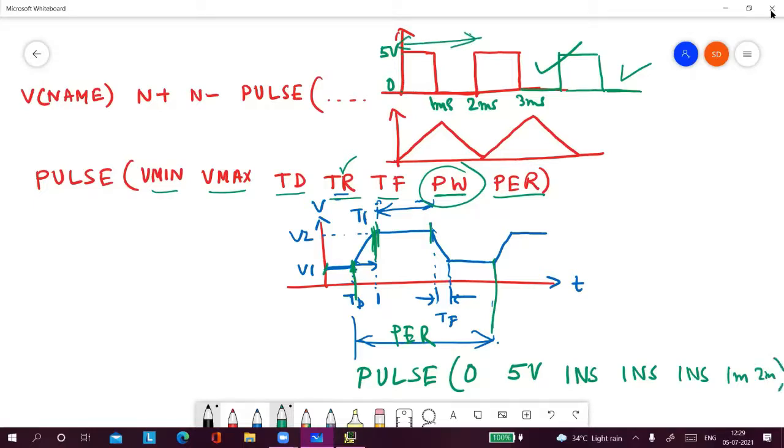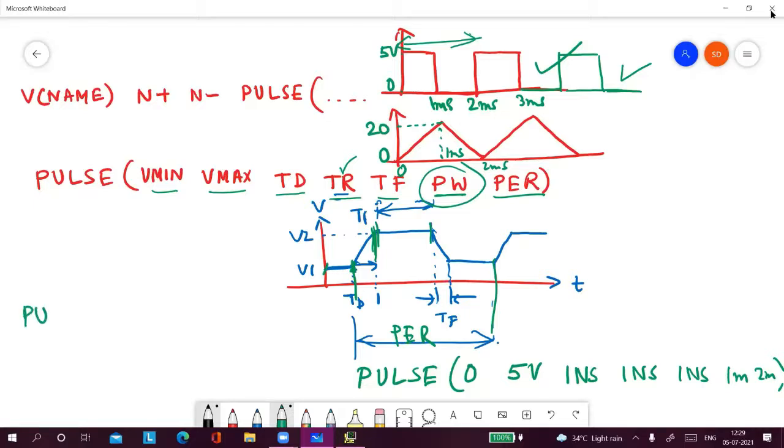So this is how you can generate this waveform. Or for example, you want to generate this waveform. Say this one is 0, this is say 20 volt, this is 0, this is 1 millisecond, this is 2 milliseconds. So what will be the Spice statement? This is 0, 20.